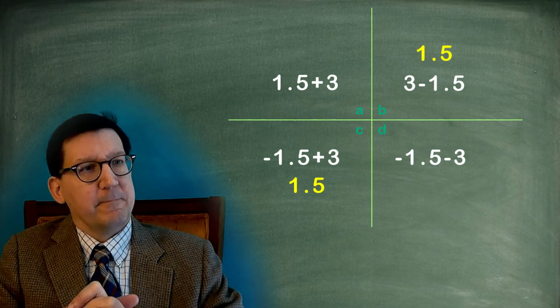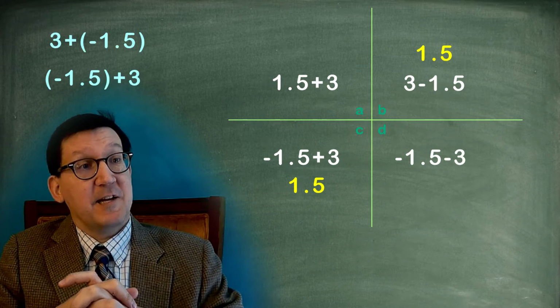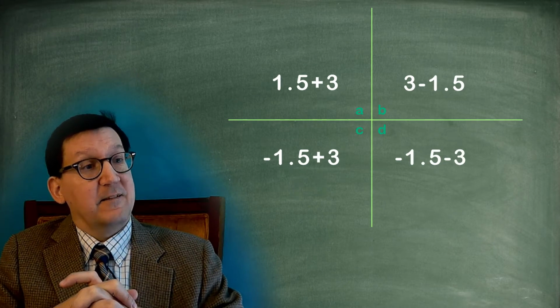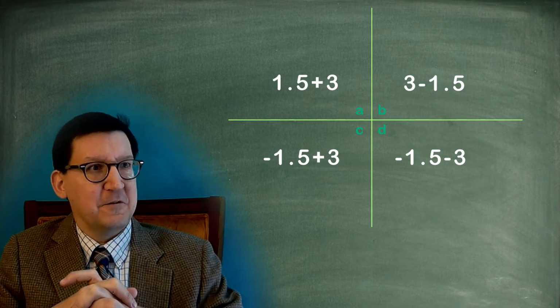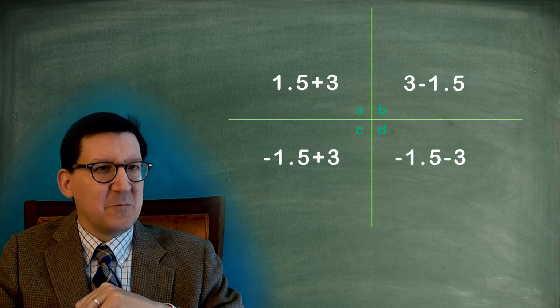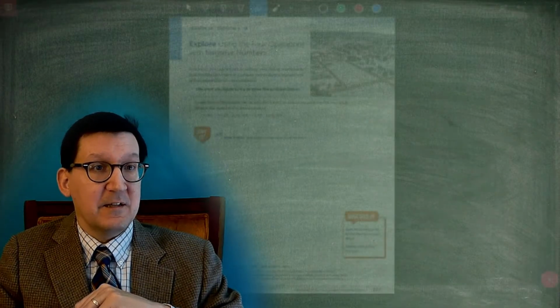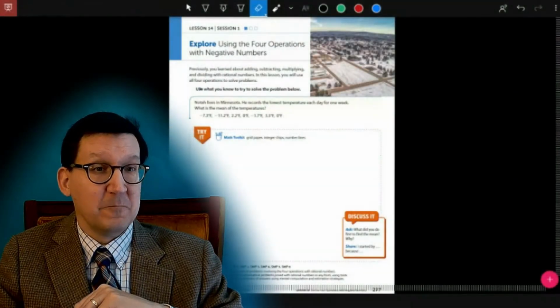Yep. Because addition is commutative, right? And B and C actually give you the same answer. And of course, B is the only expression in those 4 where 3 is the first term. Not that difficult, just a little something to get your brain moving. So let's move on and look at session 1 on page 277.